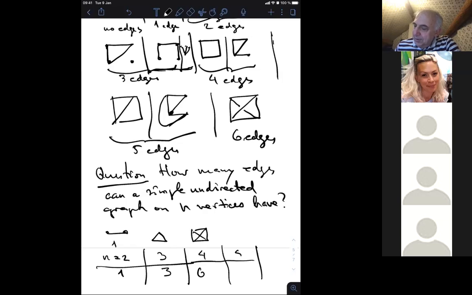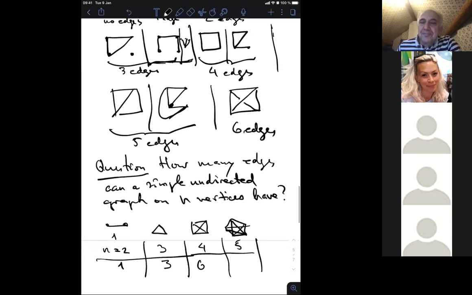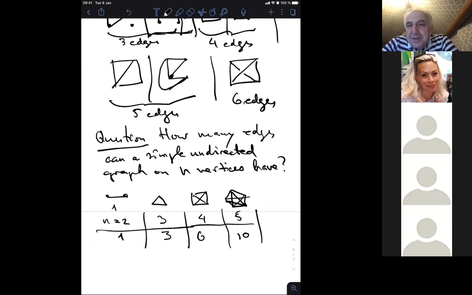Now, what about the next guy? So I'm drawing all of them. How many do I have in my picture? So this is 10. So 1, 3, 6. It's binomial coefficients. So which one? So the answer is n choose 2, of course. Because what is an edge? An edge is a pair of vertices. So how many ways are there to choose a pair of vertices when we have n vertices? n choose 2.